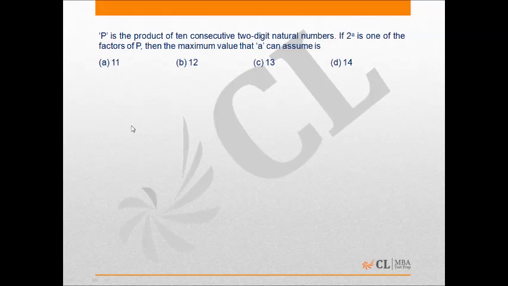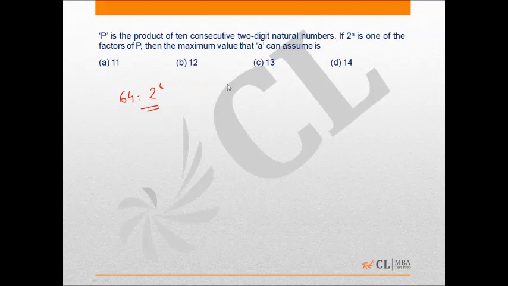Now since we need to find the maximum value of 2 power A and we are only dealing with 2-digit natural numbers, the highest 2-digit number which is of the form 2 power K is 64, which is of the form 2 power 6. Thus 64 has to be included in those 10 numbers.